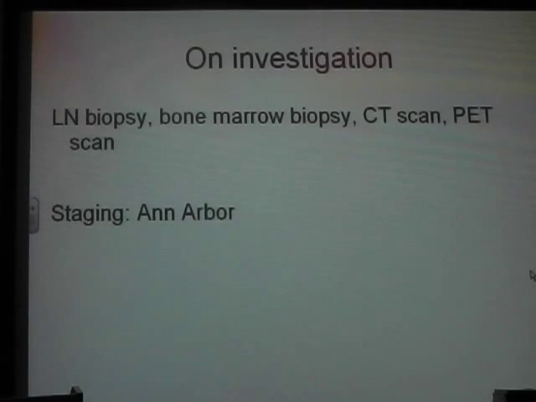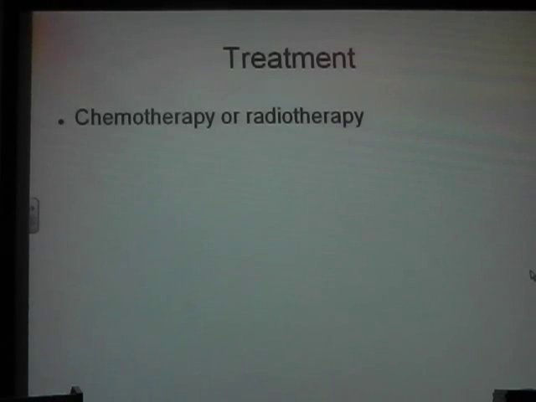Who's heard of the Ann Arbor staging classification? Yeah, one or two of you. I don't know how relevant it is. Basically, there are 4 stages. Stage 1 is one lymph node, one group of lymph nodes. Stage 2 is lymph nodes on the same side of the diaphragm. Stage 3 is on both sides of the diaphragm. And stage 4, you've got spread outside of your lymph nodes. Treatment: chemotherapy or radiotherapy.